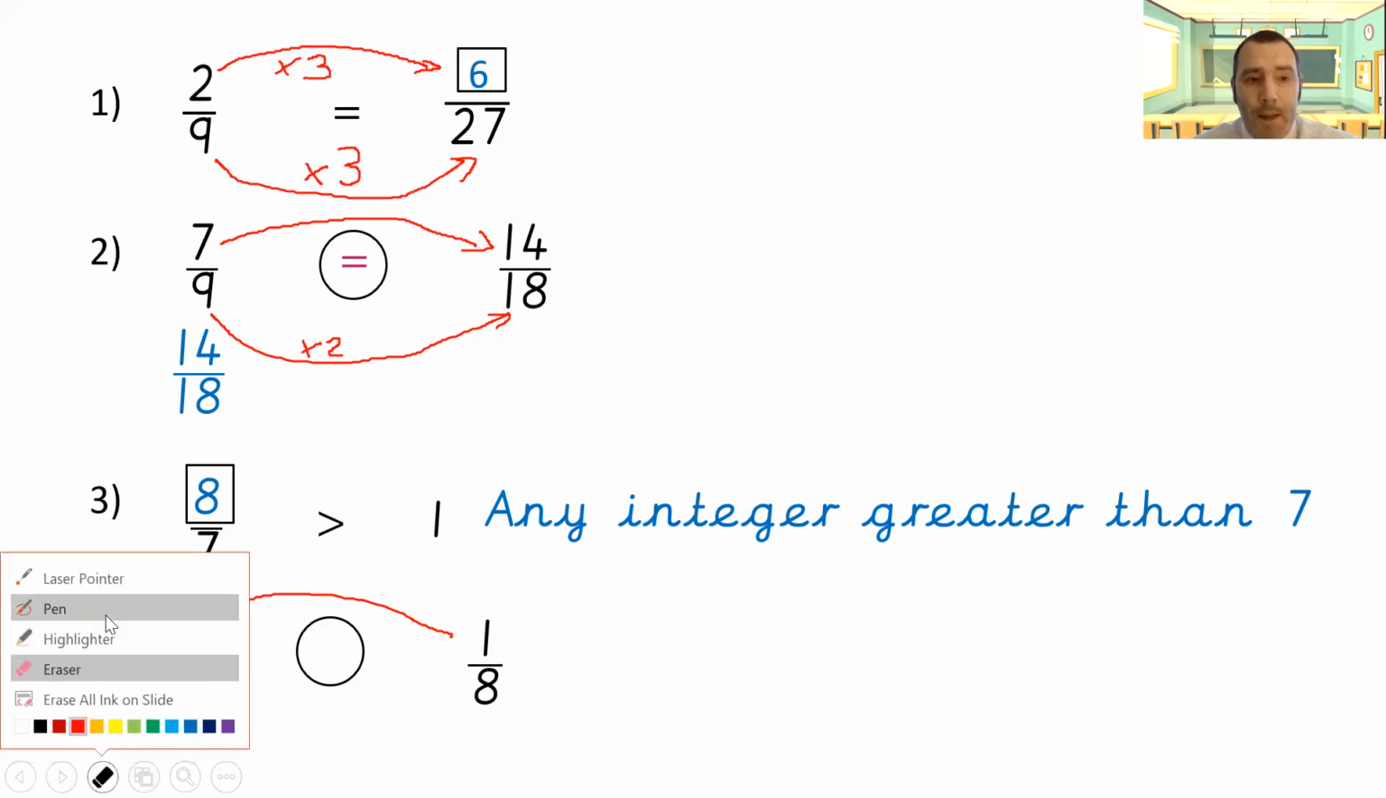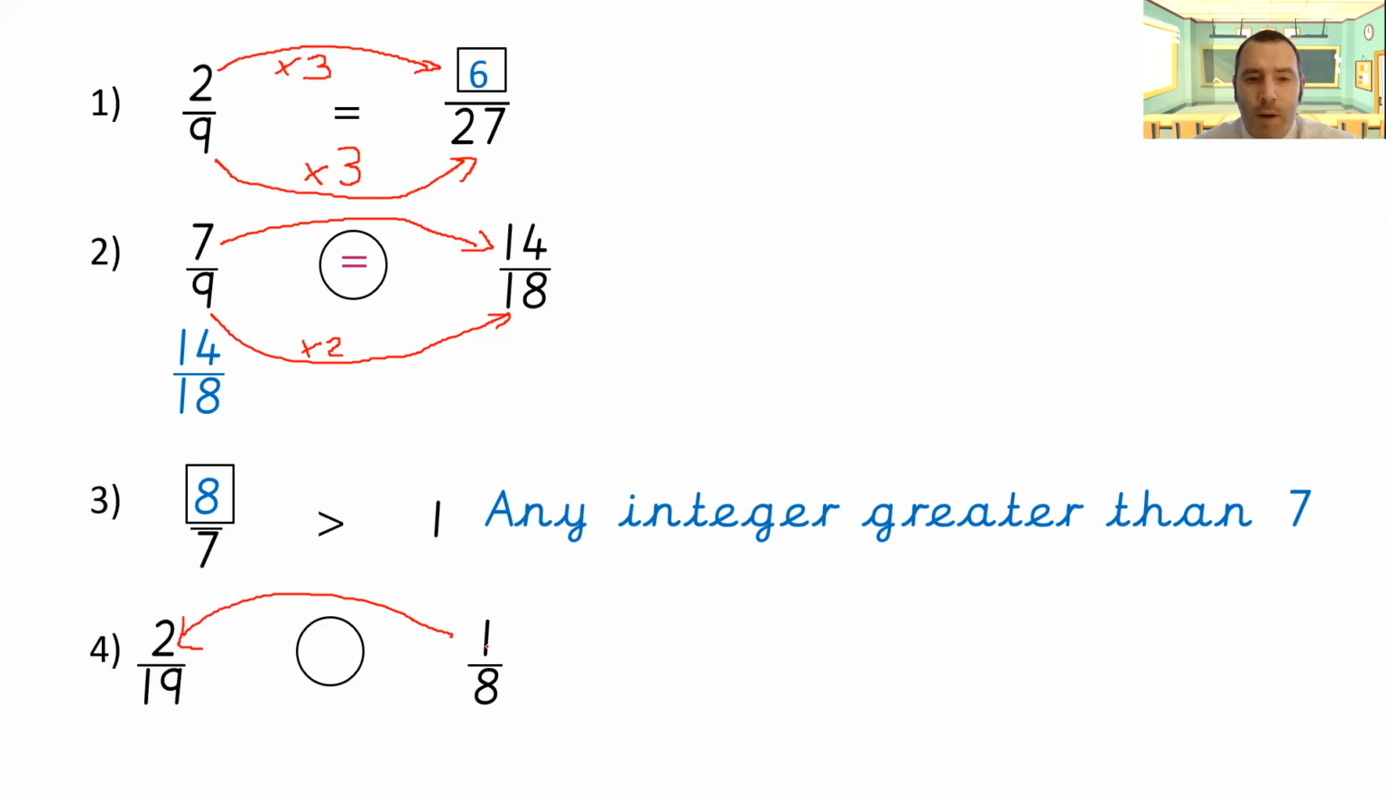So if we look, what can I multiply 1 by to get to 2? Well, it's 2. And if I multiply 8 by 2, my fraction becomes 2/16. Now, when our numerators are equal, or they're the same, the larger the denominator, the smaller the fraction. So in this instance, 2/16 is greater than 2/19. So 1/8 is greater than 2/19. So just remember this, that we can convert our denominator if it works easily for us, or we can convert our numerator. Depends on which works best for us.